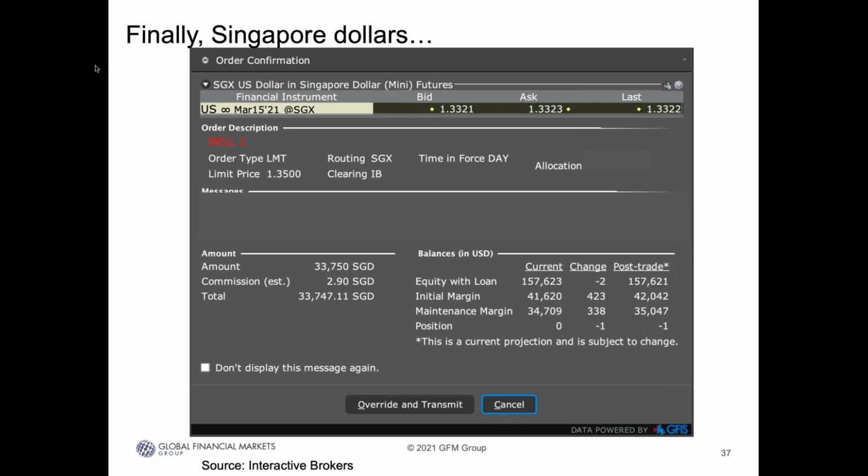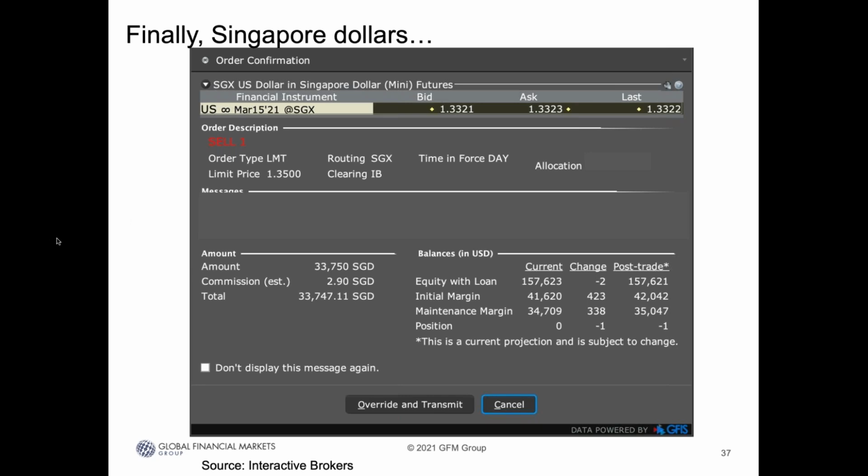Singapore dollars, so sorry, not Taiwan dollars last, it was Singapore dollars that was last. This one I do use because I do have Singapore dollar positions in my accounts. I do actually have client positions that have Singapore dollars in them. If you want to buy US dollars, you're buying US dollars for an amount of Singapore dollars. Here I say I want to sell at a limit price of 135. Contract size here is about 33,750 Singapore dollars. I think that's around 25,000 US dollars.